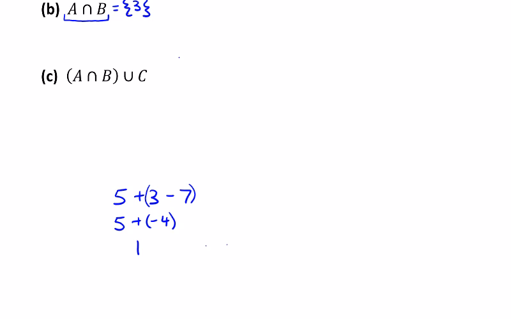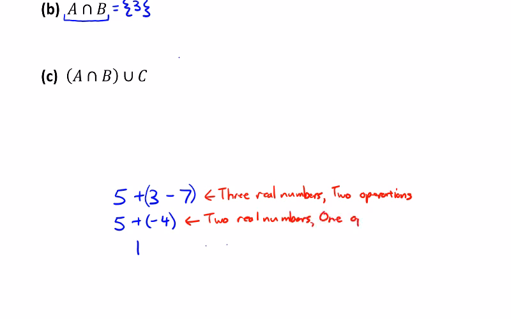We started with 3 real numbers and 2 operations. And then on the next line, we were able to get down to 2 real numbers with only 1 operation left. And then finally on the last line, all we're left with is just 1 real number. A single real number. Happens to be the value 1, but it's just a single real number there.